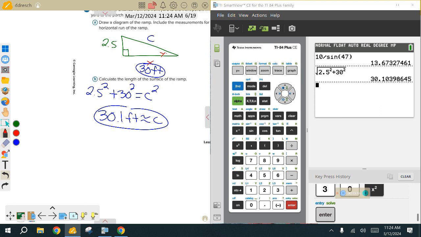So let's go stand at the angle Y. Go label it out for me. What's the 2.5? All right, I've got two sides up there, don't I? 30, and I just found the other one, right? 30.1.